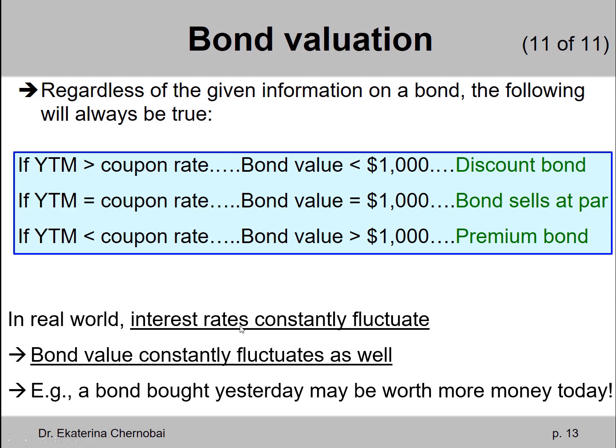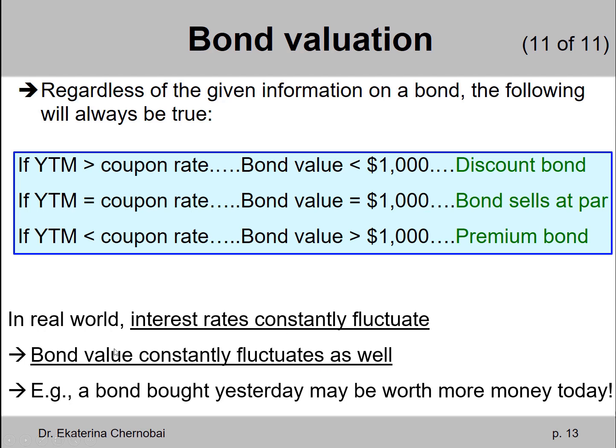So at this point, let's just take it as given. Interest rates fluctuate over time. And because they do, bond value will also constantly fluctuate over time. What this in turn implies is that if you bought a bond yesterday and paid some amount of money for it, then maybe if the interest rate went up overnight, your bond value went down overnight. So what you paid a lot of money for yesterday is not worth as much money today.